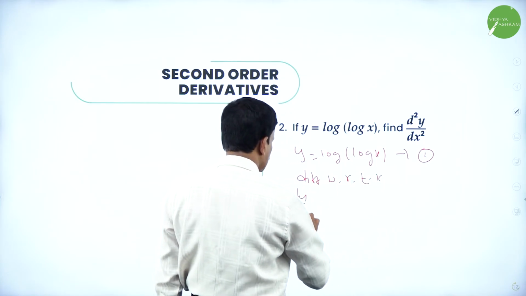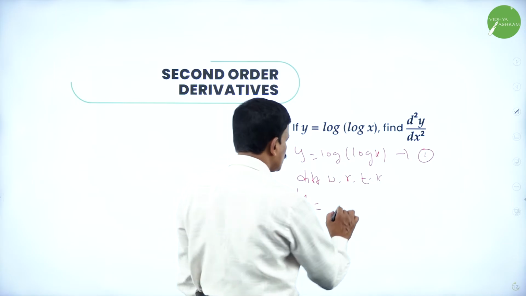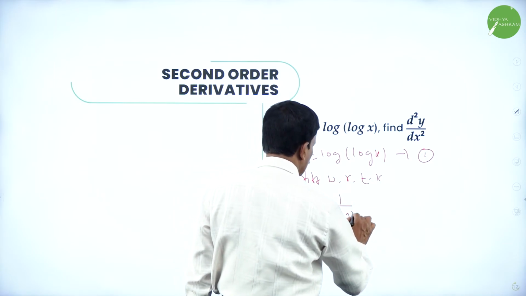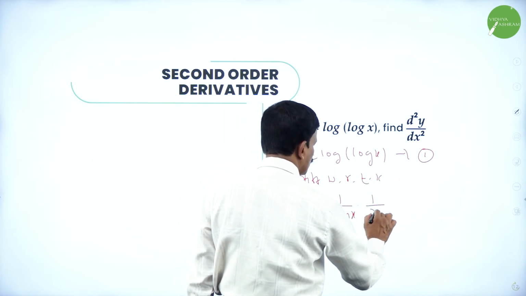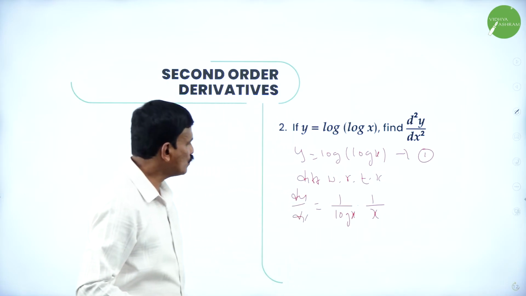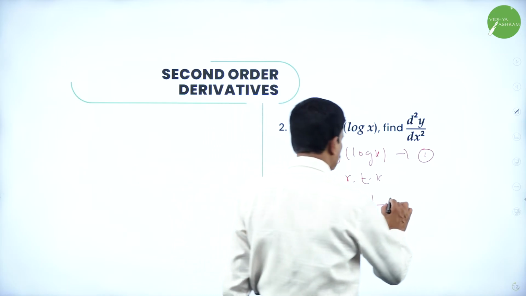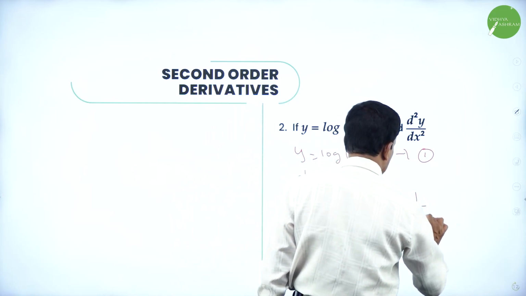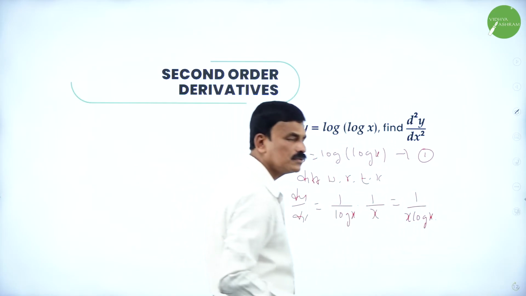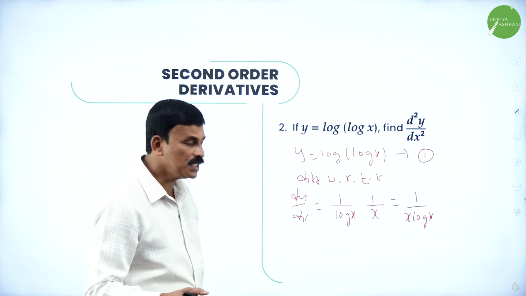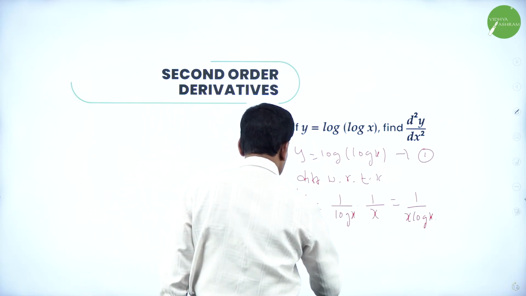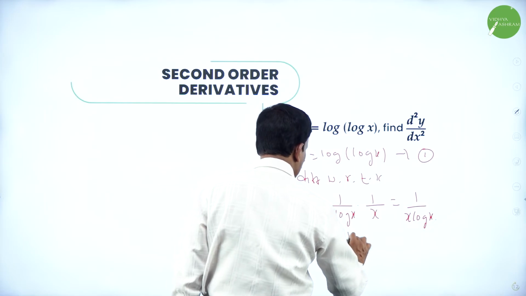dy by dx is equal to, you know what is the derivative of log x? 1 over x. 1 over log x into differentiation of log x is 1 by x. So 1 over x log x. Okay. Now differentiate this again, differentiating with respect to x again.